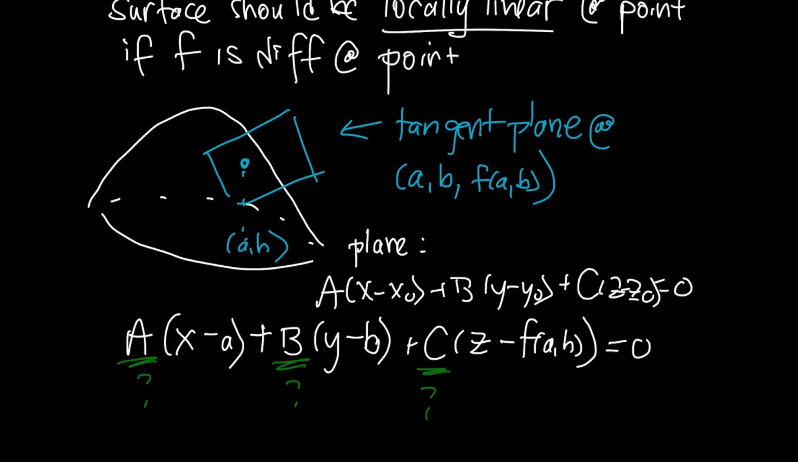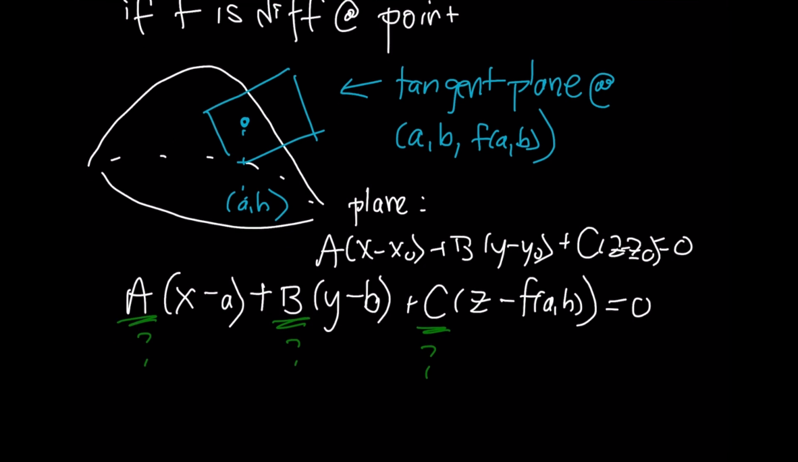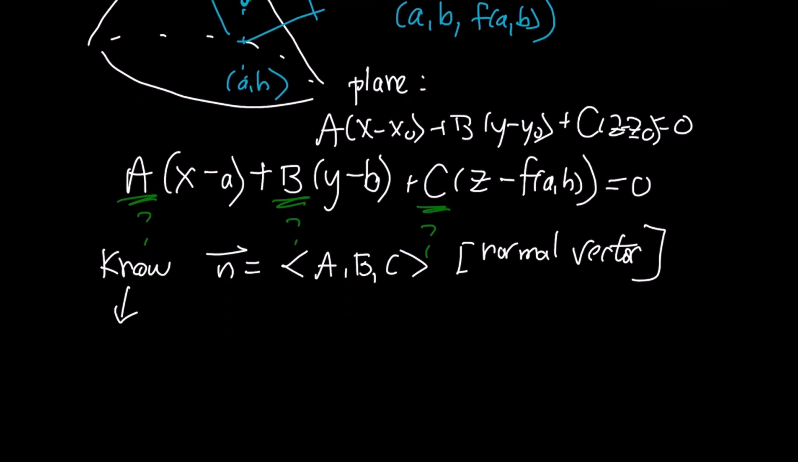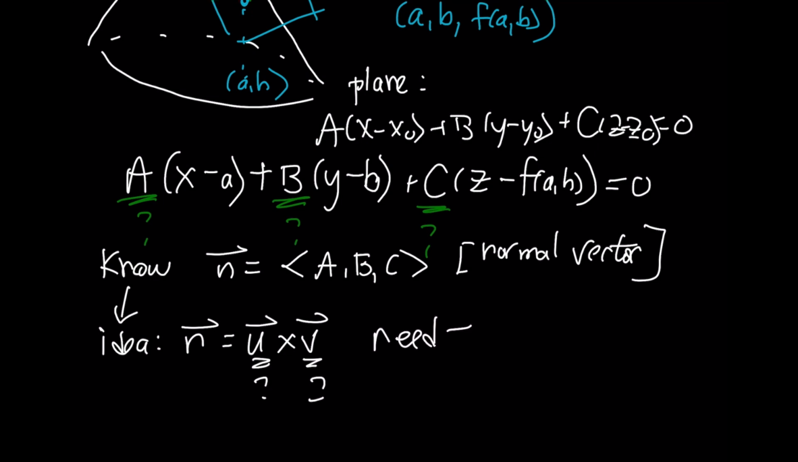Now, from an earlier video, we know that the vector that is normal to the plane had these three components. So this is the normal vector to the plane. And the normal vector was the vector that's perpendicular to the surface of that plane. The cross product will help me figure out what that normal vector is. So that means I need two vectors in the plane. And those two vectors are going to be u and v.